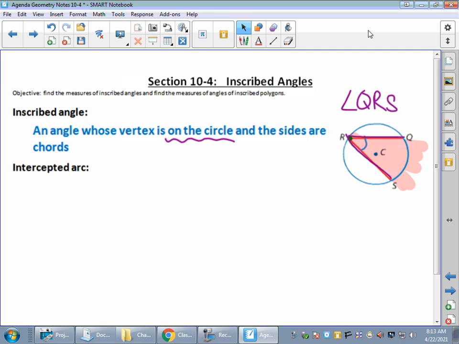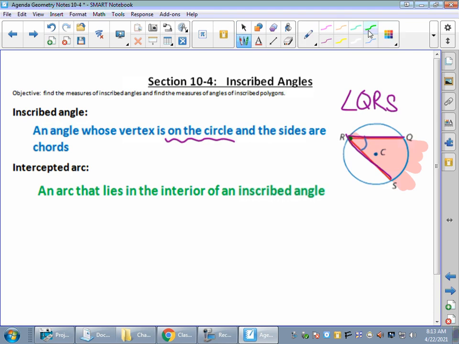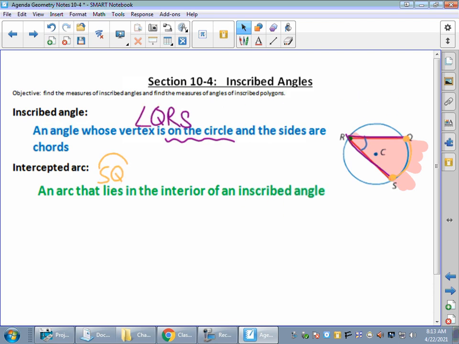I did that on purpose because if we talk about the intercepted arc, remember an arc is a portion of the circle that has endpoints. It is the arc that lies inside that inscribed angle. Since I highlighted it, you can see that Q around to S is my intercepted arc. You can call it QS or SQ, with the little arc symbol above it. So arc SQ is the intercepted arc, and angle QRS is the inscribed angle.